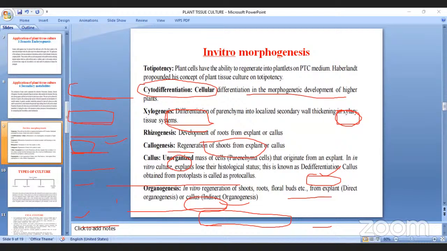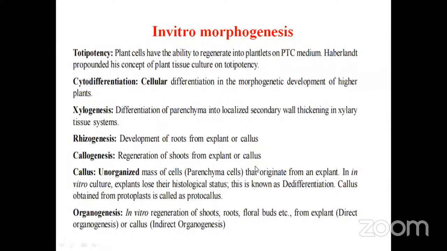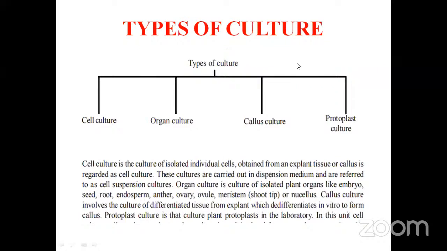Next, types of culture. Different types of cultures are there, mainly based on the explant. Here: cell culture, organ culture, callus culture, or protoplast culture. And another one, cytoplasm culture, is also there. Pollen grain culture is also there. So these are the different types of culture.